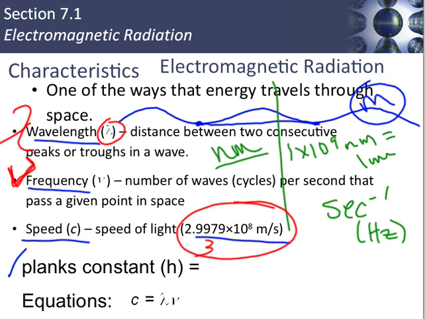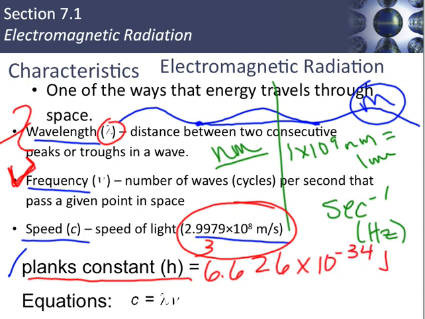And then there's something called Planck's constant. I believe you guys derive this in physics. I'm not sure. But it is a constant that we use in calculation of energy. This will be given to you on the sheet, so don't memorize it. 6.626 times 10 to the negative 34th joule seconds.